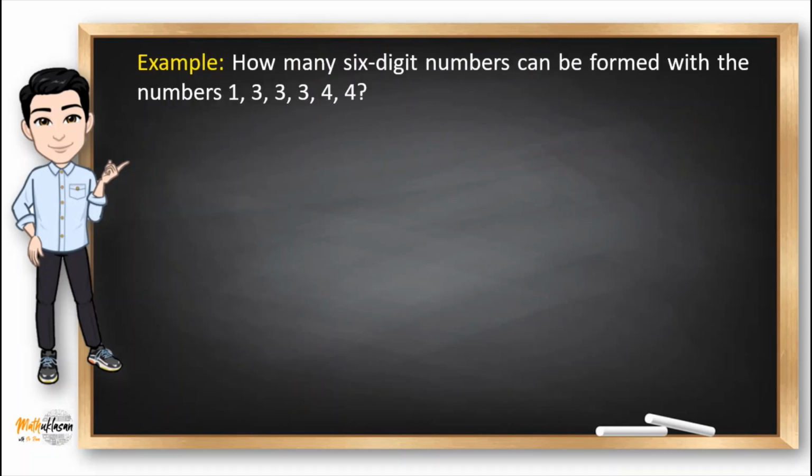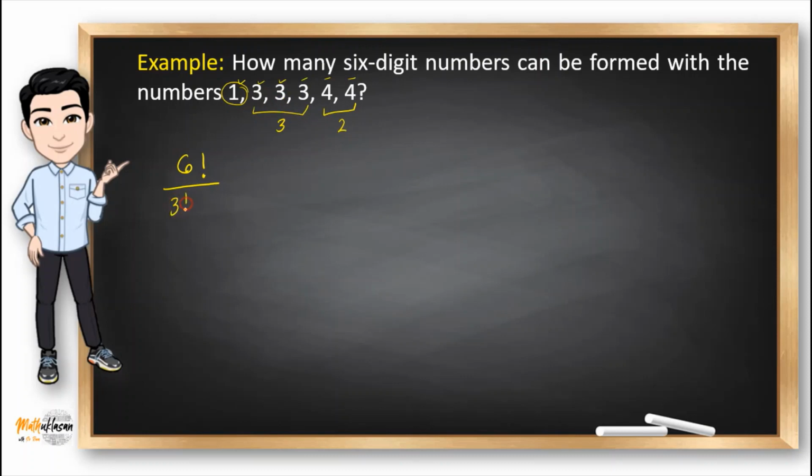Here's another example. How many 6-digit numbers can be formed with the numbers 1, 3, 3, 3, 4, 4? So there is repetition here. So to save time, just count the number of objects that we have. So we have 1, 2, 3, 4, 5, 6. So that is 6 factorial. Okay. Divided by 3 is repeated twice. So that's 3. And then 4 is repeated twice. So that's 2. So we just have to ignore all the objects that were counted just once. So that is to save time, of course.